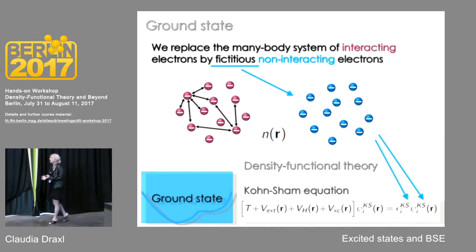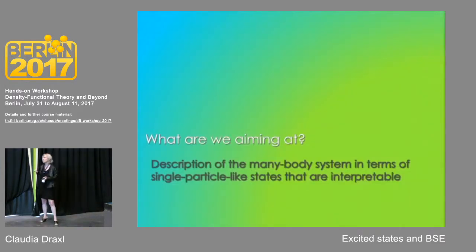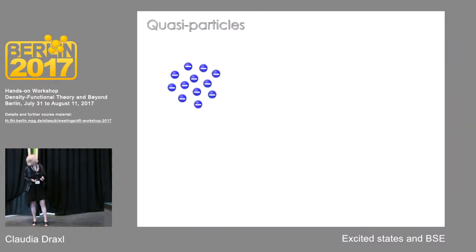Now, this is okay, but it's not necessarily what we want, because single particles are very dear to us. It's much easier to think about an electron that moves here, or an electron that's excited, rather than thinking about the whole electron cloud at the same time, all the electrons. So what we would like to have is a description of the many-body system in terms of single-particle-like states, but these states should be interpretable. And this can be reached by many-body perturbation theory, by introducing this quasi-particle concept. So again, we start from this system of interacting electrons.